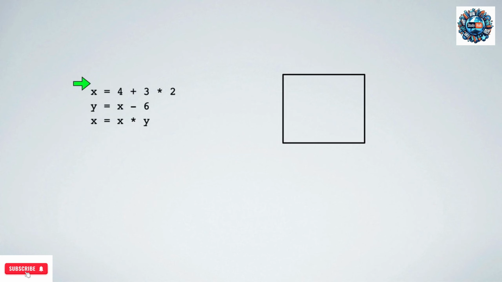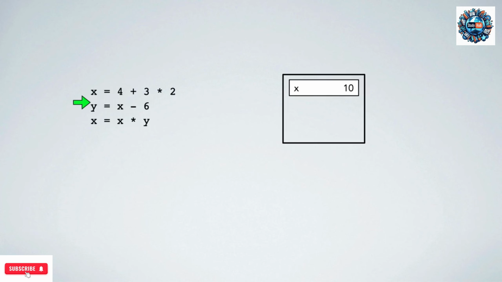For the first one, we'll need to remember the order of operations, remembering that multiplication comes before addition. So first we'll multiply 3 and 2 to get 6, and then add 4 and 6 to get 10. So 10 is the result of that expression on the right-hand side, so that is the value we're going to place in the box we create for x.